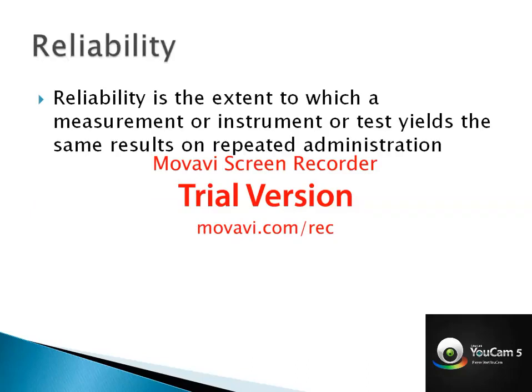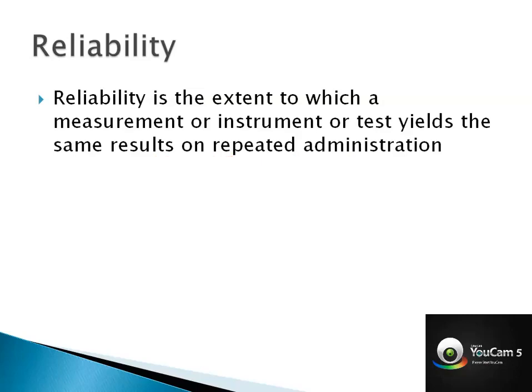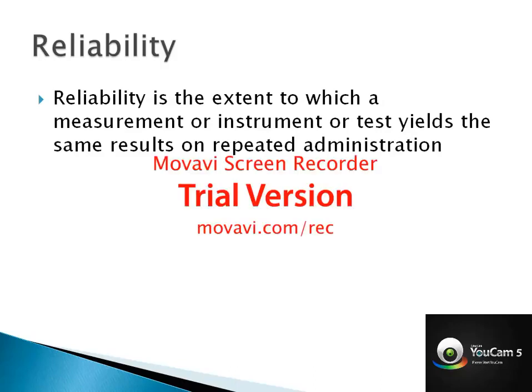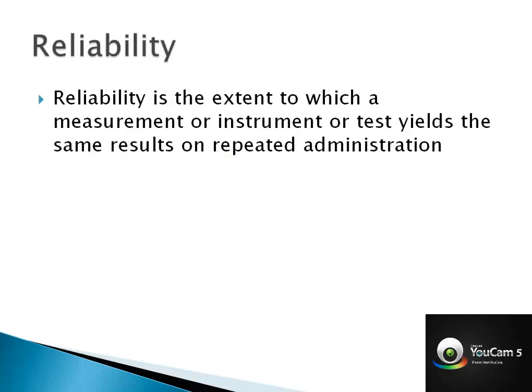Reliability is the extent to which the instrument, test or tool you prepared yields the same result on repeated administration. Whenever and wherever you apply the tool, it should give the same result on repeated administration. For example, the alarm clock which rings at 5:30 has to ring every day at 5:30. Then we say it is reliable.